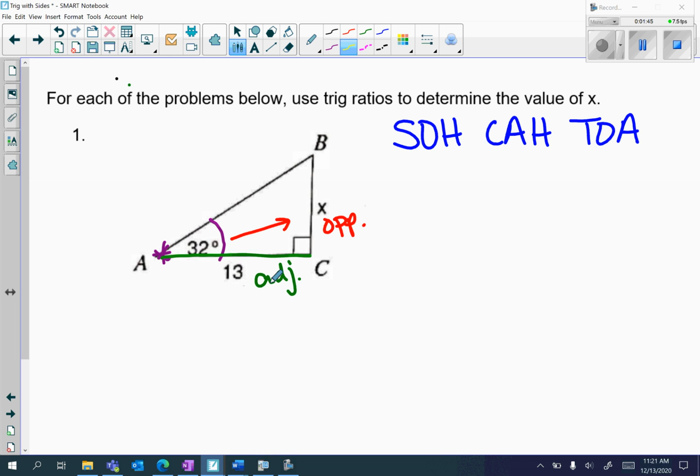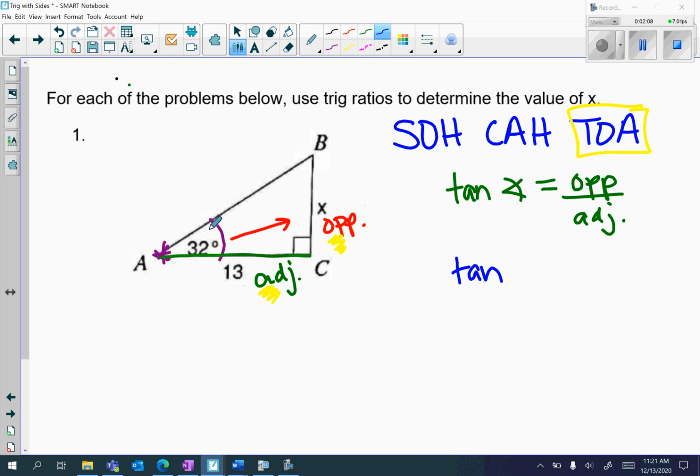So let's look at what we have. We have an O and we have an A. Which one out of SOHCAHTOA has an O and an A? That would be TOA, which is tangent. Tan of whatever angle we have is equal to opposite over adjacent. So we have tan of, what's our central angle? 32 degrees is equal to our opposite, which is x, over our adjacent, which is 13.